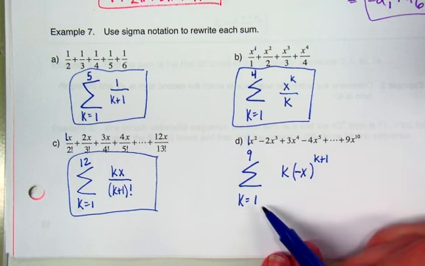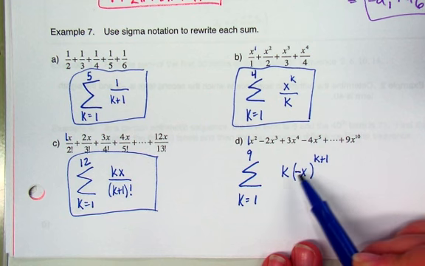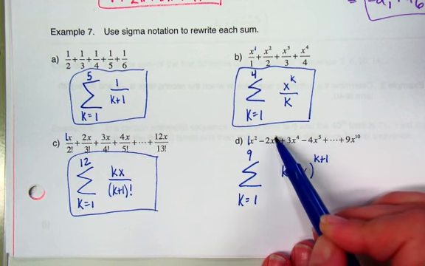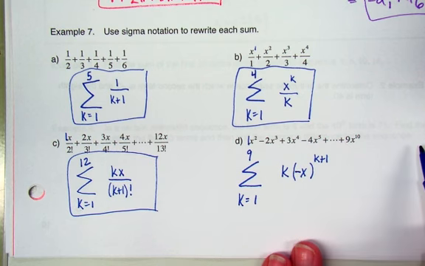Then if I plug in a 2 here, 2 plus 1, it'll be to the third power, negative x to the third power, that would give me the negative there. And then switch back and forth, positive, negative, positive, negative. Okay, so that's one really easy way to take care of that negative. And that's it.